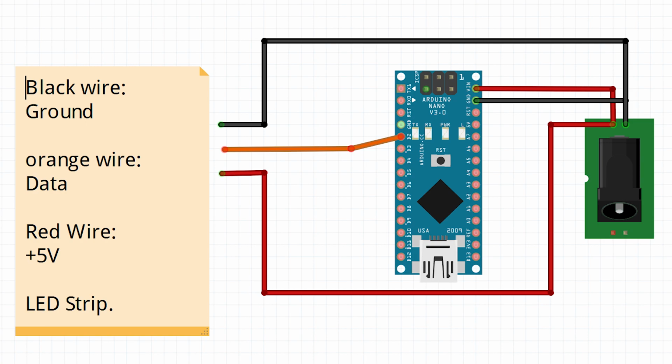This circuit is pretty easy to make. It's made of an Arduino Nano, the RGB LED strip and a 5 volt power supply. It's all connected up according to this schematic shown here. Now let's see the code and upload it.